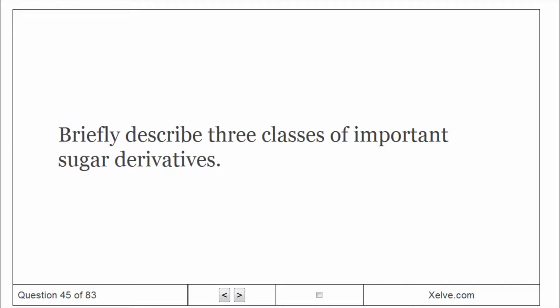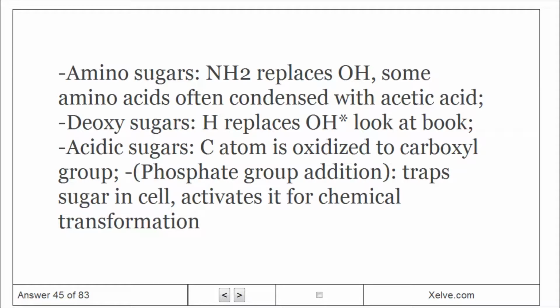Briefly describe 3 classes of important sugar derivatives. Amino sugars: NH2 replaces OH. Some amino sugars are often condensed with acetic acid. Deoxy sugars: H replaces OH. Look at book. Acidic sugars: a C atom is oxidized to a carboxyl group. Phosphate group: addition traps the sugar in the cell and activates it for chemical transformation.